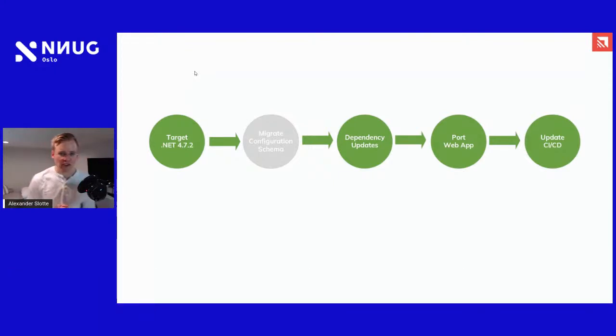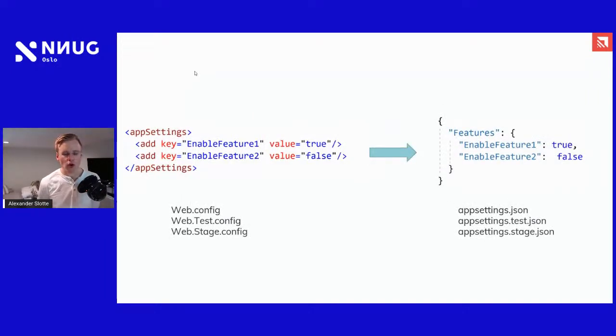All right, configuration schema. How do you migrate the configuration schema? So old web apps, they always have this XML web.config, right? You're very used to this, nothing special, and you've got transforms. Where we want to go is appsettings.json. We want to go to more JSON formatted ones with sections and key values. So features is a section, and then we have the enable feature 1 and 2 as different key value pairs.